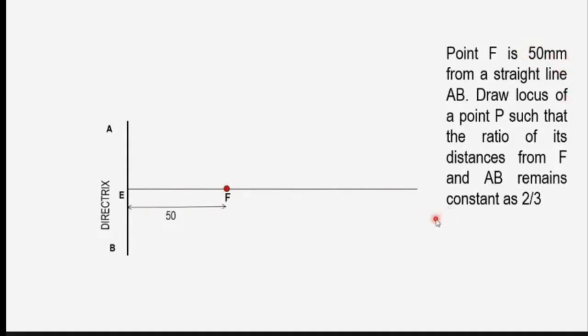So first of all, divide this into 5 parts. Now why have I divided into 5 parts? This is the sum of the ratios, 2 plus 3. The ratio is given as 2 by 3. So I have divided into 2 plus 3, that is 5 equal parts. The distance EF I have divided into 5 parts. And then take the second point from F as V1. That is one of the vertex of the ellipse.